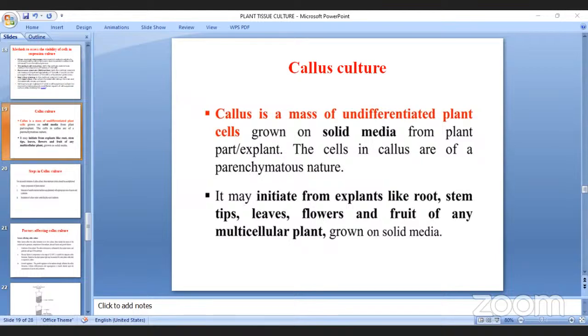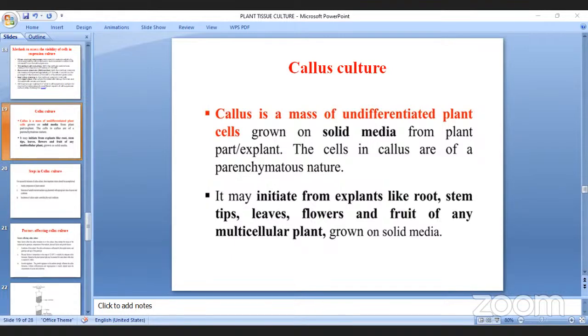Let's see what is the process. Yesterday we have seen cell culturing, right? So for cell culturing, what type of medium can we utilize here? We can utilize only the liquid medium, the suspension medium. It is called a suspension medium. But for callus culture we can use solid medium, mostly solid medium. But sometimes we can use the liquid medium also.